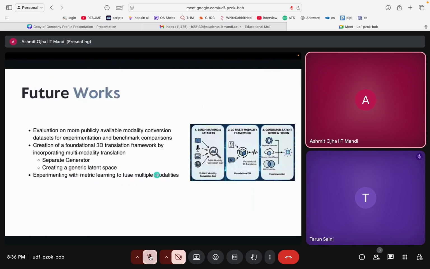Now, as for future work, we plan to evaluate it on more publicly available datasets and create a fusion of multiple modalities. So basically, we have any modality that can be translated to any other modality. Using such a 3D translation network, we can have either separate generators or we can create a generated latent space using metric learning. So that's all.